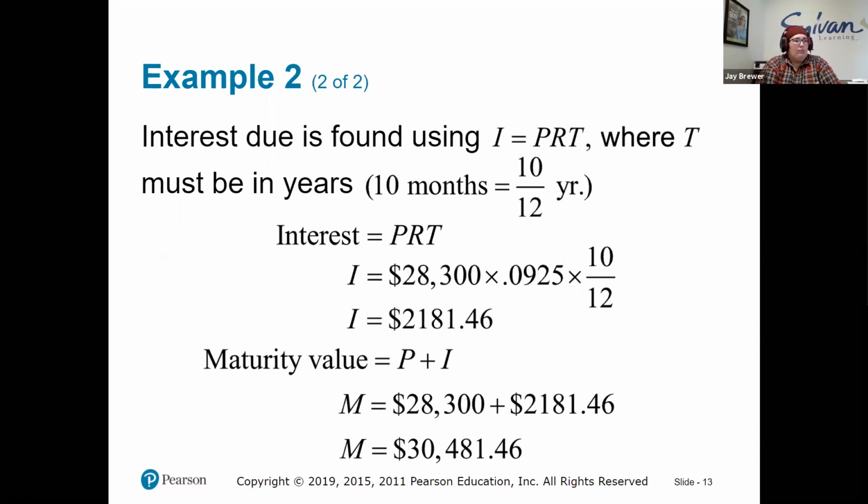Interest due, we were correct, 2,181 and 46 cents. The maturity value there, of course, the 30,481 and 46 cents. As we continue to work with this, you will find the only nice thing about interest is as you're making payments and lowering that principal, the interest slowly starts to reduce as well. So then that can kind of change your payment.